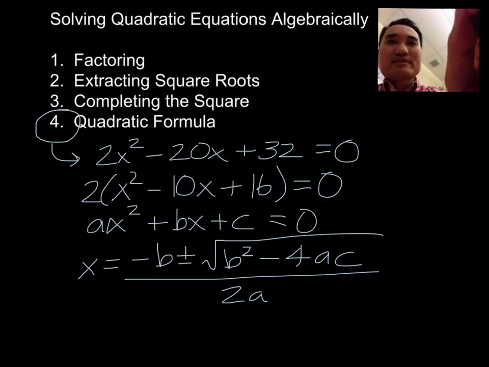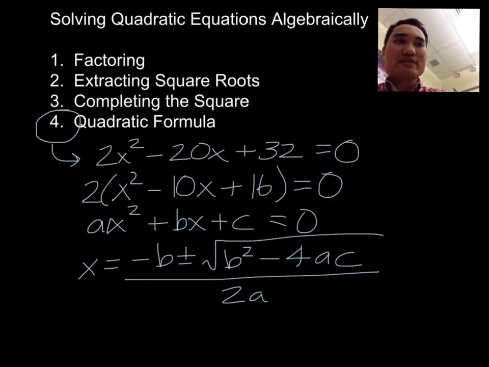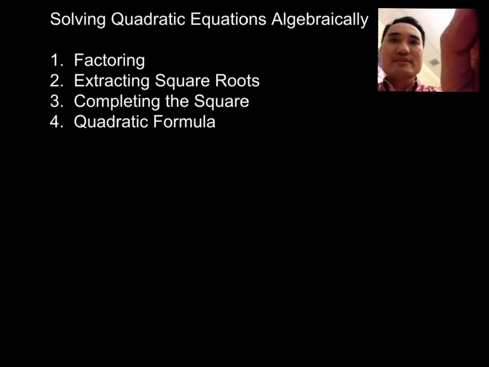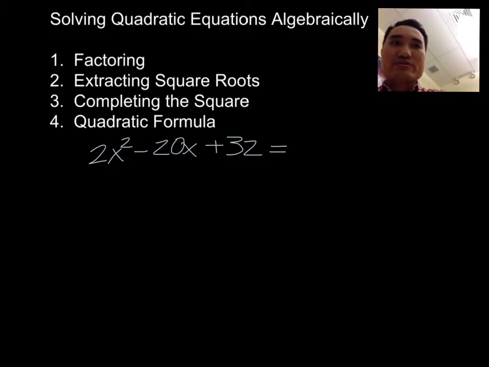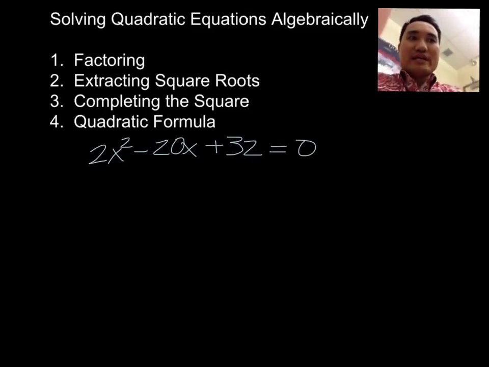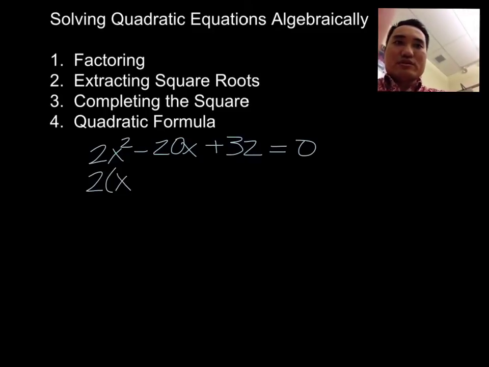Okay, now I'm going to delete this so that I have some room to work on this. Alright, so, oops, sorry, let me rewrite the problem. x squared minus 20x plus 32 equals 0. Sorry for the shaking. Okay, factoring out the 2.